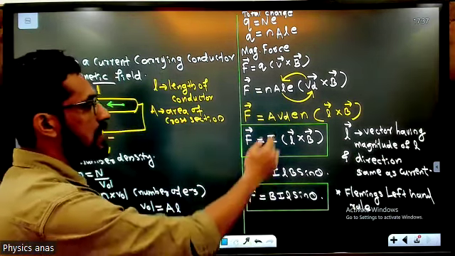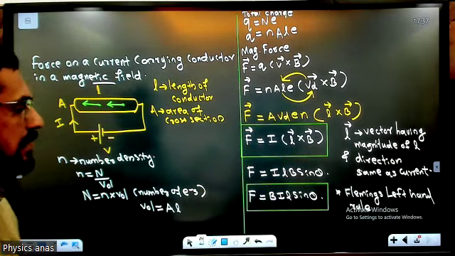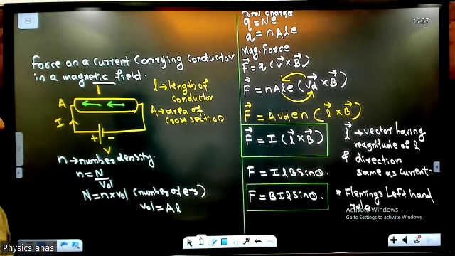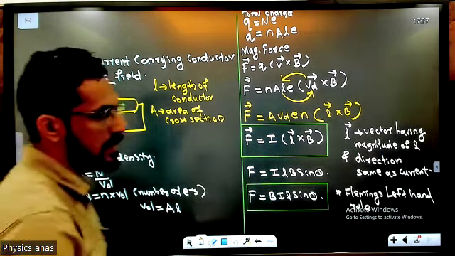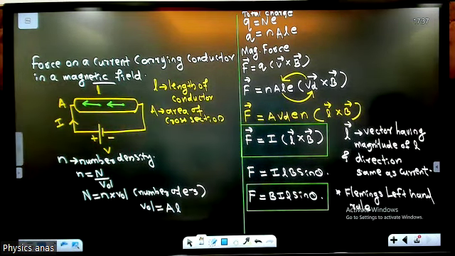So F is equal to I into L cross B. F is equal to I L B sin theta. You can write it as B I L sin theta.